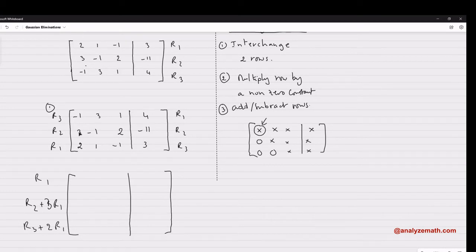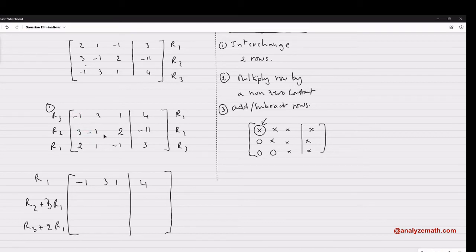Okay, let's examine this coefficient 3. If we want to eliminate 3, we need negative 3 to add to the 3. So what we are going to do is add row 2 to 3 times row 1. Why 3? Because when we multiply by 3 here, we will have negative 3 here. So negative 3 plus 3 gives me 0. So let's start with row 1. Row 1 is unchanged, so it will be negative 1, 3, 1, and 4.